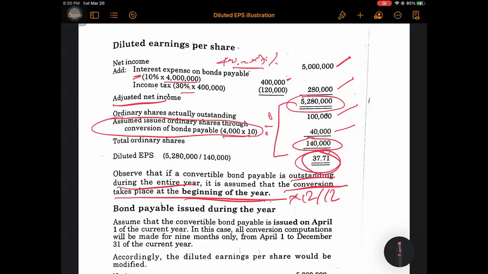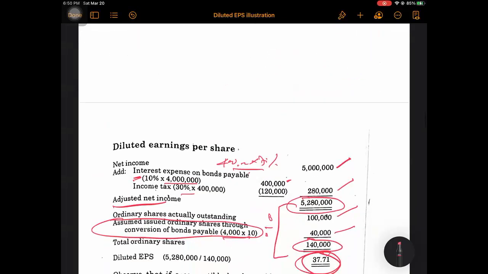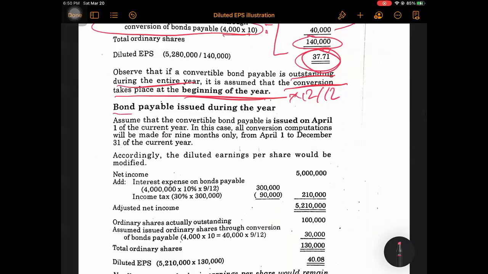Okay, so that's the first case, where the bonds payable are outstanding at the beginning of the year. So that is what happens if they are outstanding at the beginning of the year. What if the second case? What if the bonds payable are issued during the year? So it means the bonds payable were issued during the year, so they were not outstanding at the beginning of the year.